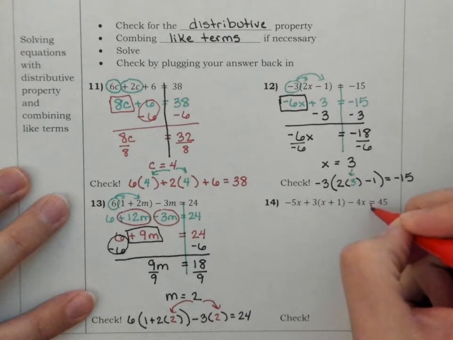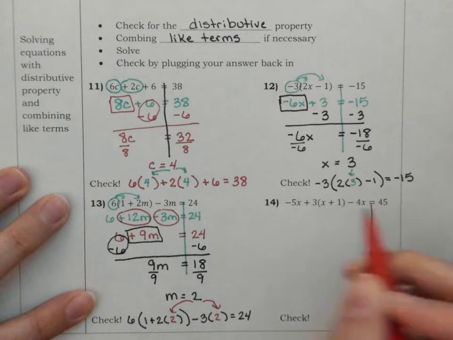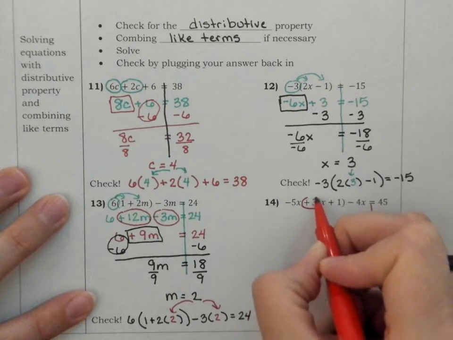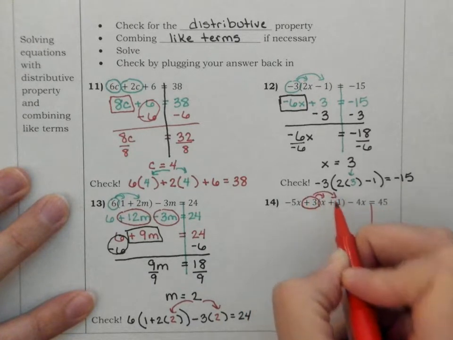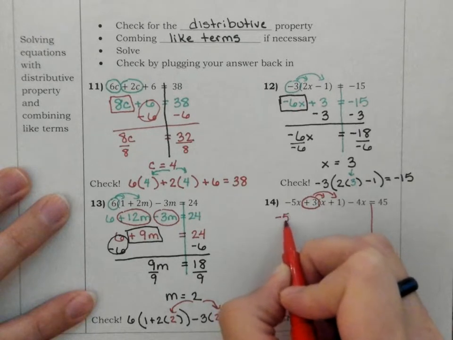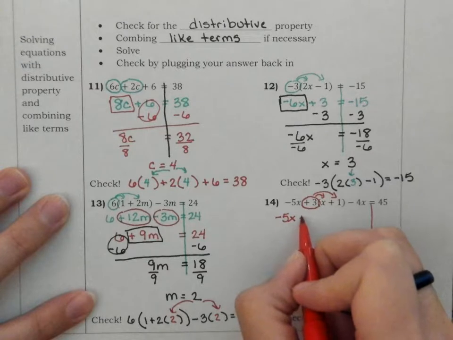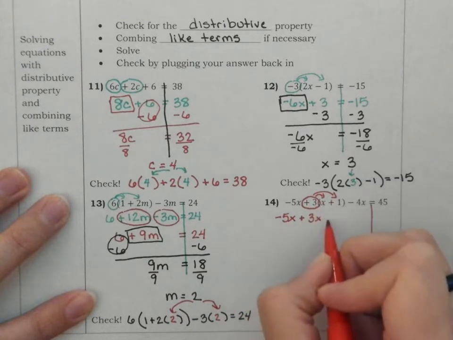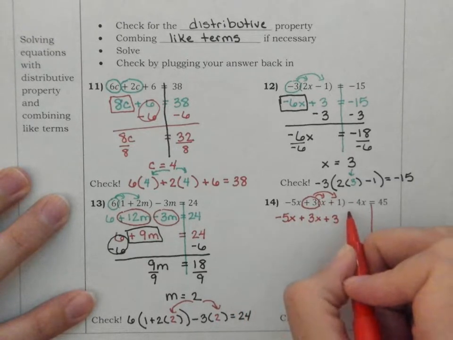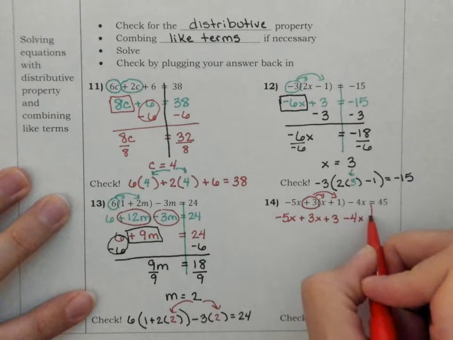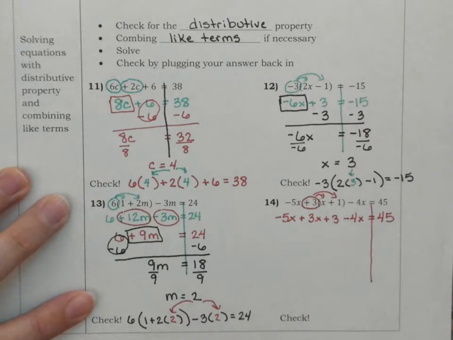Brick wall. I have distributive property. So I'm going to multiply that out, but I'm going to bring down this -5x first because it's in front, and then I distribute. So I have +3x plus 3, and then bring down your -4x equals 45.